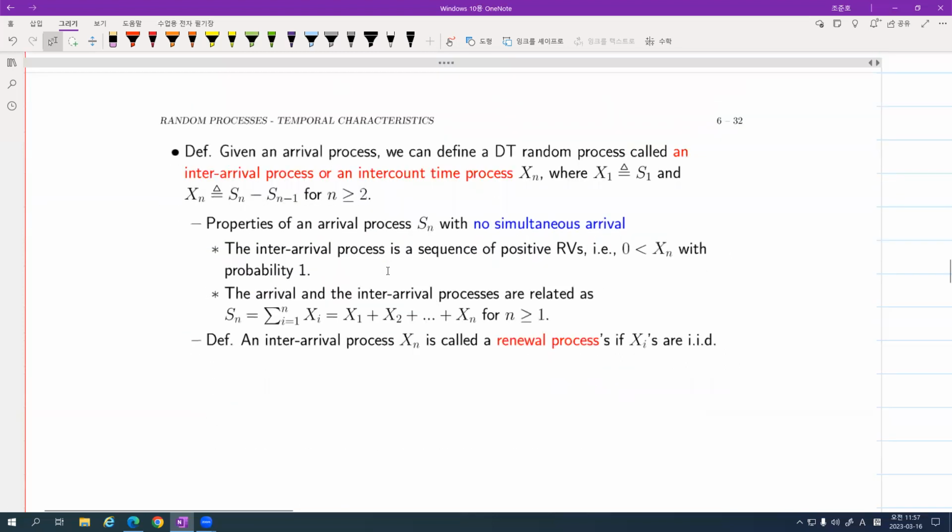Now, we formally define inter-arrival process from an arrival process like this. As I told you, X1 is defined as S1, which means that we consider only a counting process that is defined on a non-negative interval. And we have that for n greater than or equal to 2. If no simultaneous arrivals, then inter-arrival process is a sequence of positive random variables with probability 1. And the arrival process is simply the summation up to n, as we've seen in the deterministic series and sequences relation, right? As we've learned in high school math. Given a sequence, we can define a series. Given a series, we can derive a sequence, right?